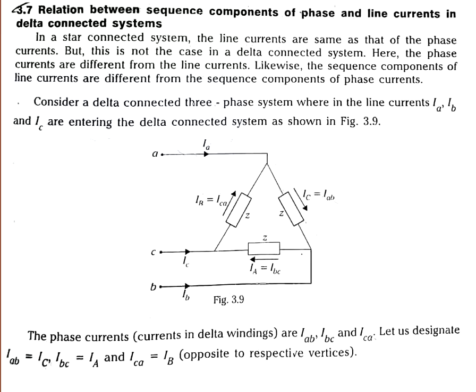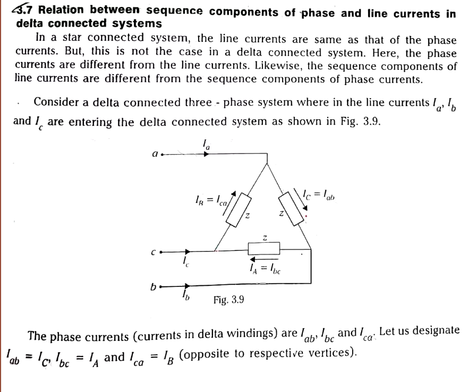In delta, how about line currents and phase currents? What is the relation between the line current and phase currents in a delta connected system? My line current is equal to root 3 times the phase current in a delta connected system, whereas in a star connected system, my line current is equal to the phase current.